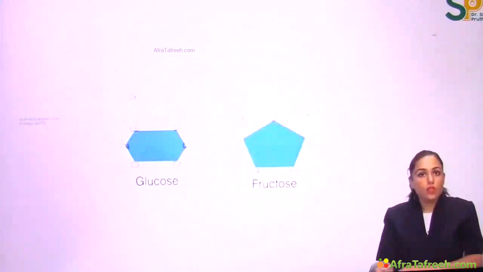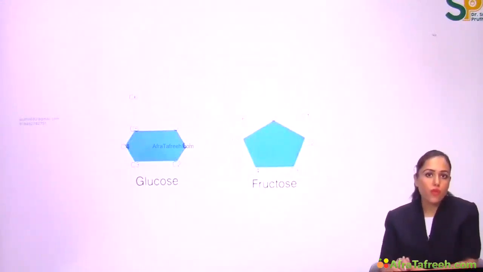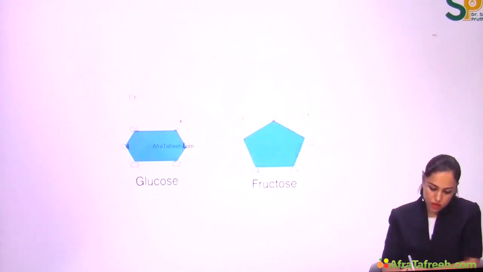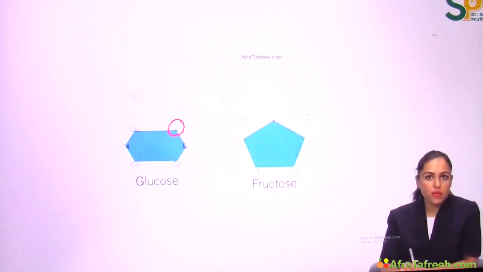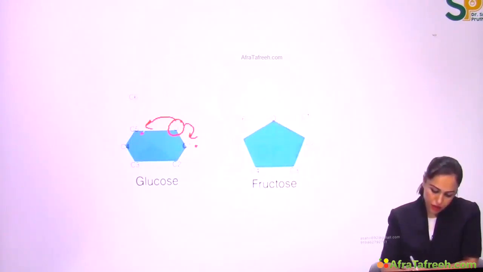So let's see these pyranose and furanose forms of glucose and fructose. In glucose pyranose, oxygen is here in the pyranose ring, and oxygen is shared between the functional and second last carbon, that is C1 and C5 here.